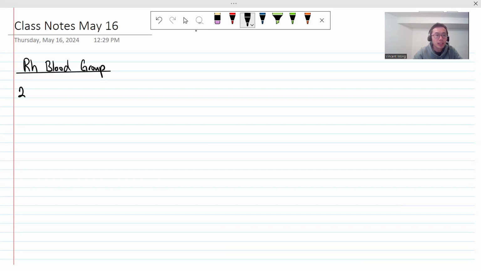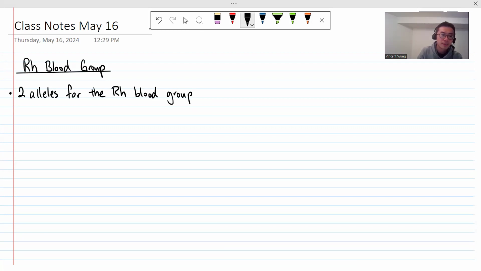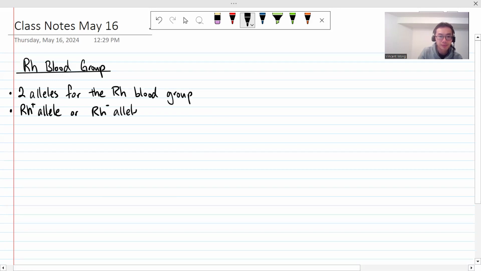Okay, so there are two alleles for the RH blood group. I just want to double check. Do you guys remember how many alleles for ABO blood group? Three. Yeah, exactly, three, right? But this one only has two. Okay? So it's either RH positive allele or RH negative allele. Remember, allele is a different version of a gene, right?